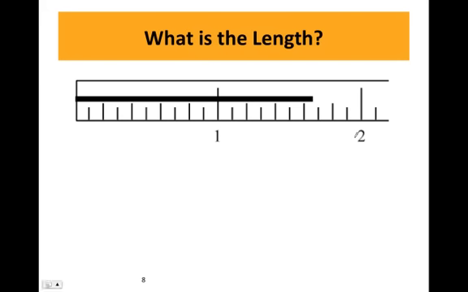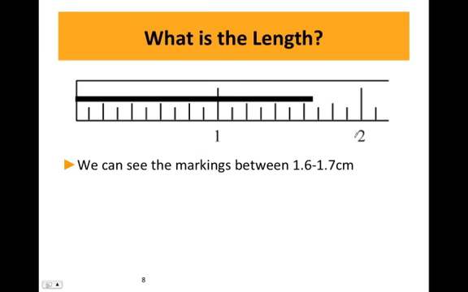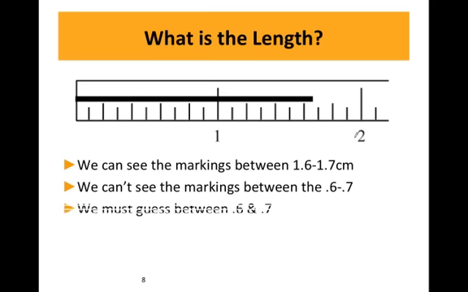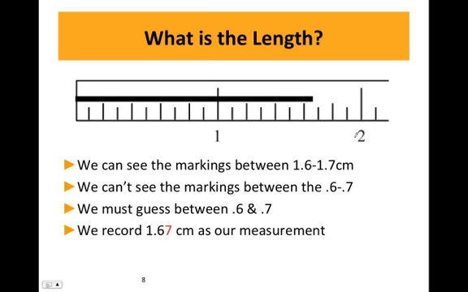So go ahead and write down what you think the length is of this black line. We can see the marking is between 1.6 and 1.7, so we'll need to guess one more digit beyond that, which means that if I'm guessing, I might guess 1.67 as my measurement. What if you guessed 1.66? Is that still okay? Absolutely.